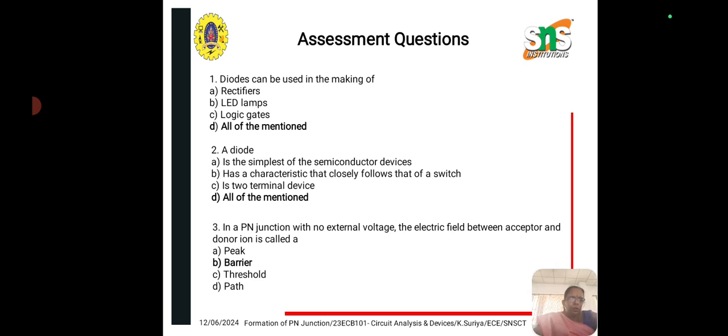A diode is the simplest of the semiconductor devices, has characteristics that closely follow that of a switch, is a two-terminal device, or all of the above. Yes, a diode satisfies all these three. In a PN junction with no external voltage, the electric field between the acceptor and the donor ion is called: peak, barrier, threshold, or path. The answer is barrier potential.